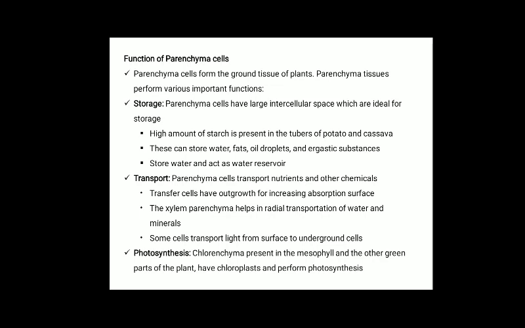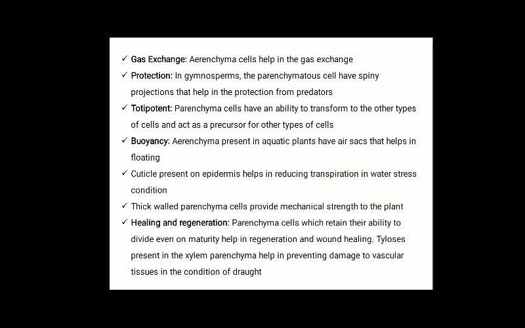Parenchyma cells also help in photosynthesis because chlorenchyma present in the mesophyll and other green parts of the plants have chloroplasts to perform photosynthesis. Then parenchyma is also responsible for gaseous exchange through aerenchyma. Some parenchyma is found in gymnosperms. They give protection function also and they are responsible for totipotency and buoyancy.